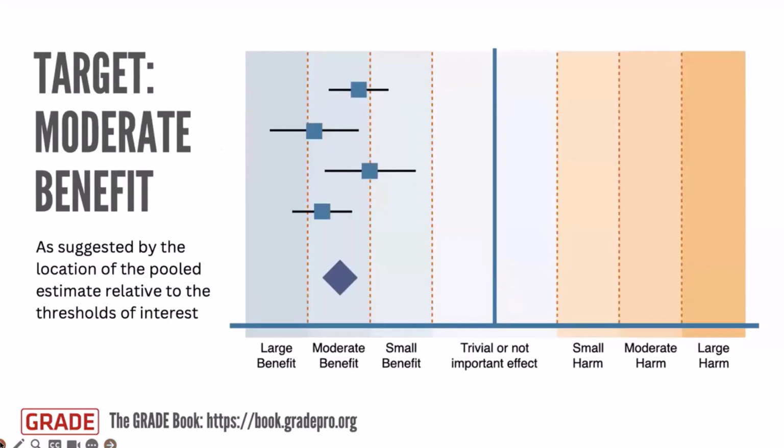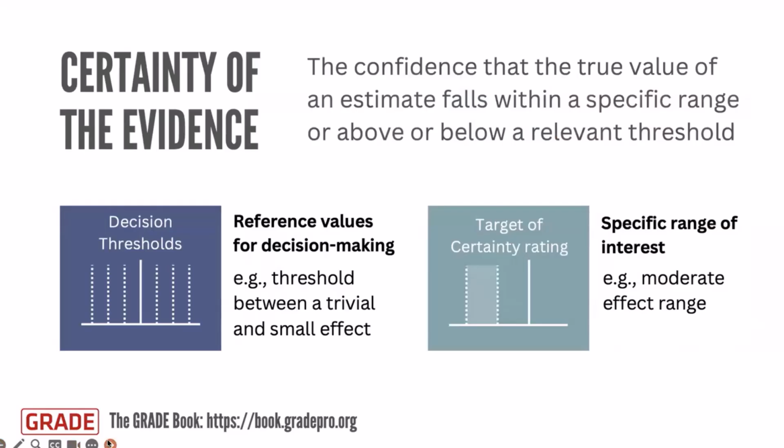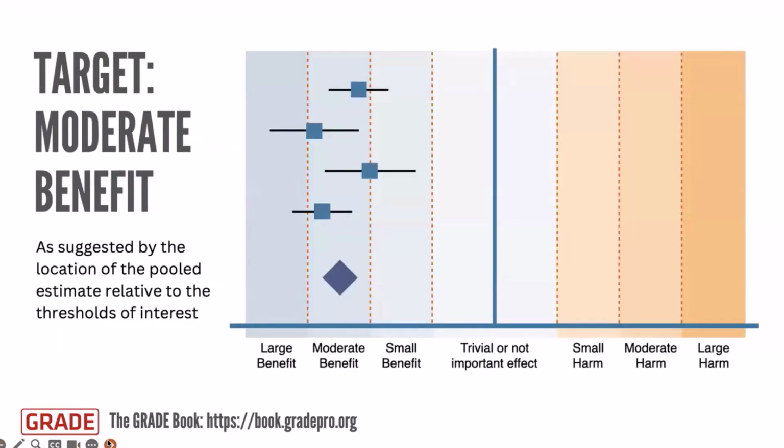Here, and this is also in the GRADE book, we have this four-step approach. What do we mean by the target of the certainty of evidence? Here we have a hypothetical meta-analysis with four studies and the pooled estimate. The pooled estimate is in the moderate benefit range, so we are rating our certainty in a moderate effect. In other words, we're rating how confident we can be that the effect of the intervention is a moderate benefit.